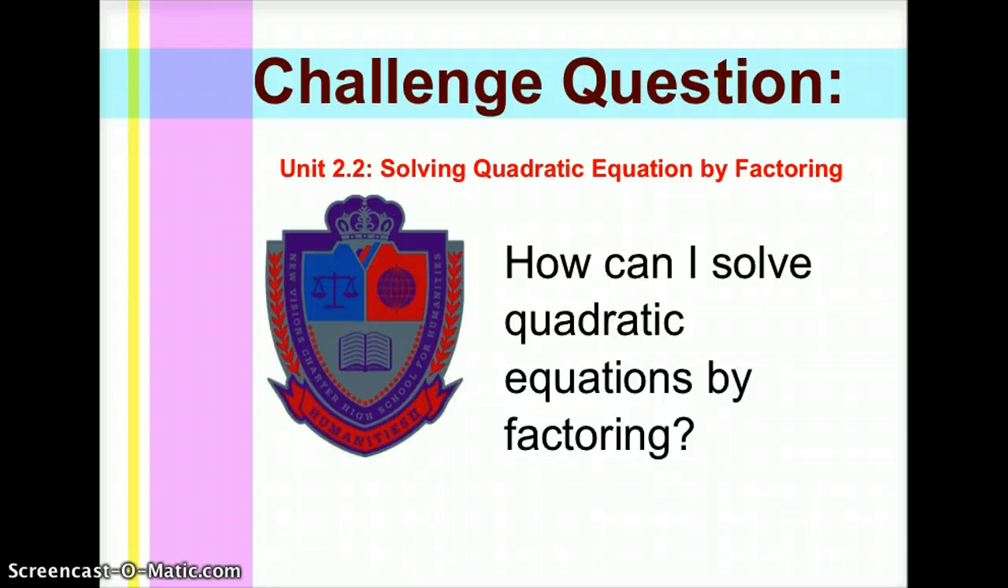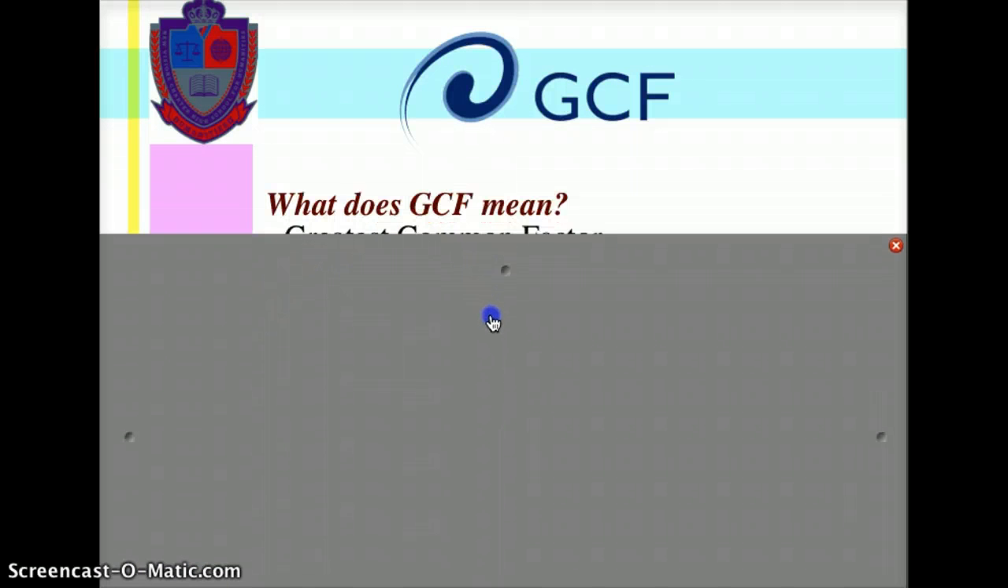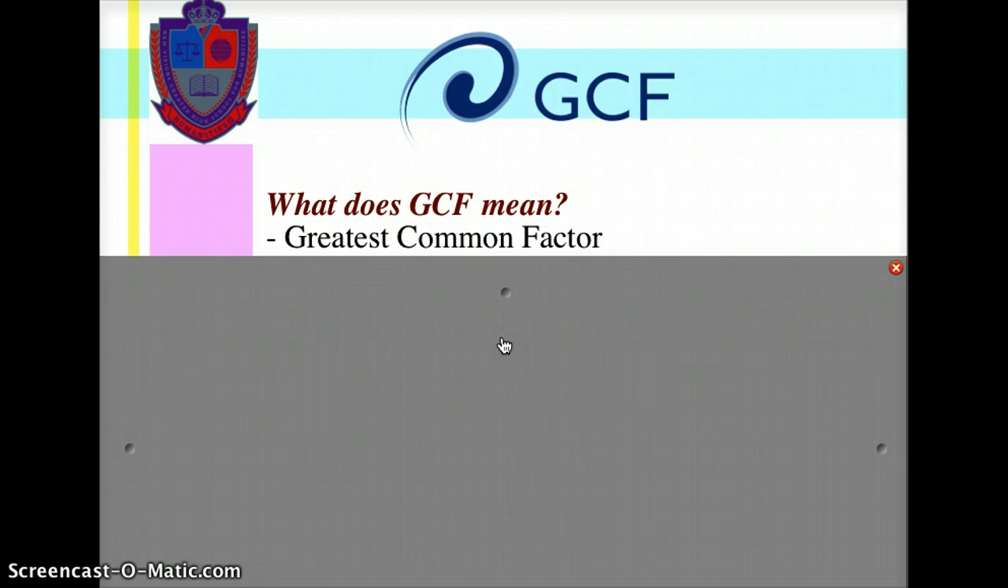Hey guys, you made it to Unit 2.2. Here we go again. How can I solve quadratic equations by factoring? First, we're going to take a look at GCF. What does that mean? Of course, we all know that is greatest common factor.